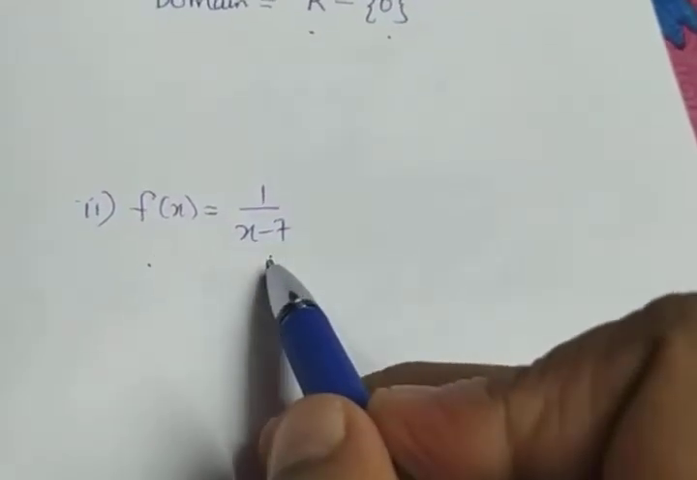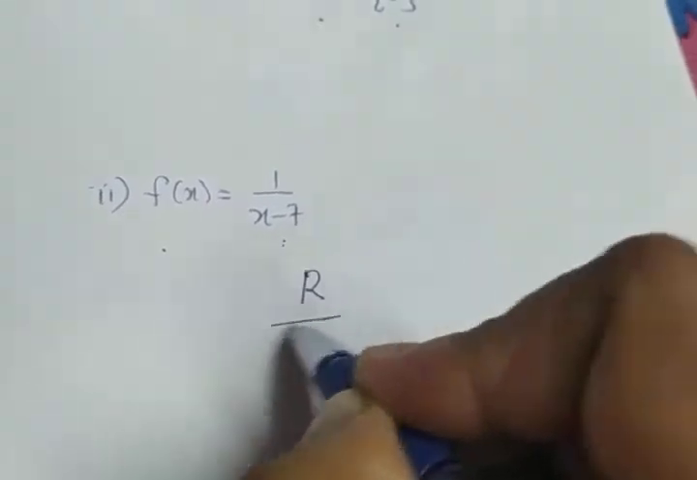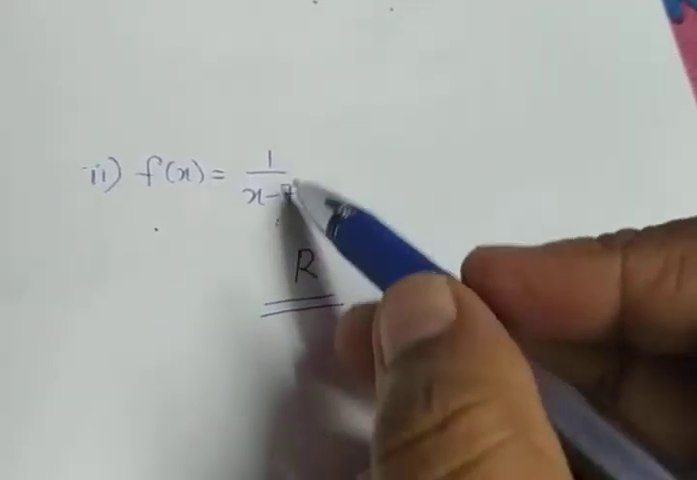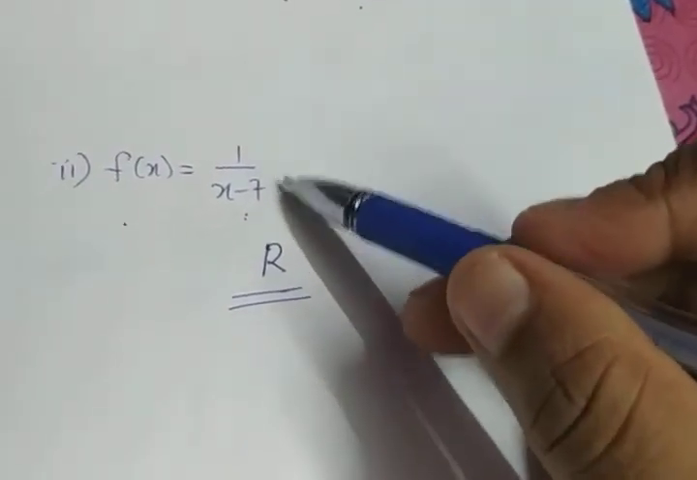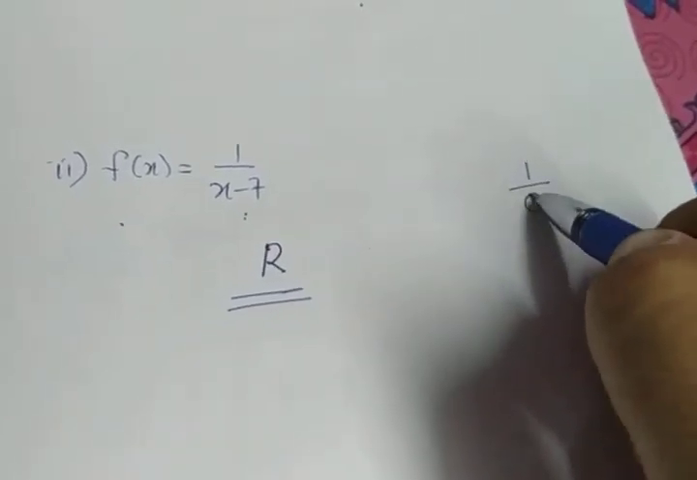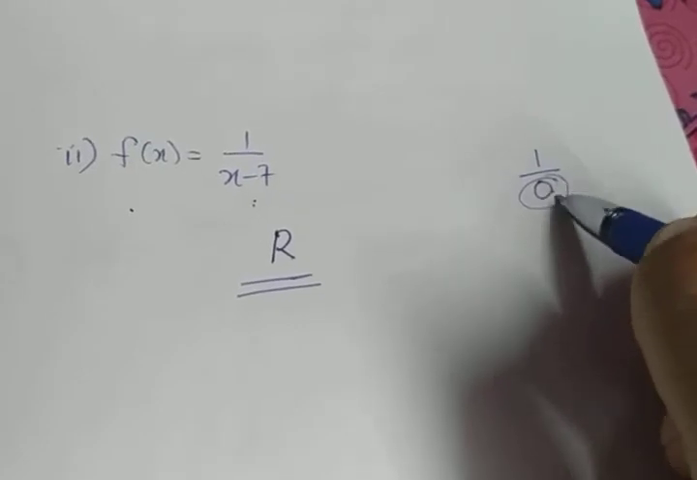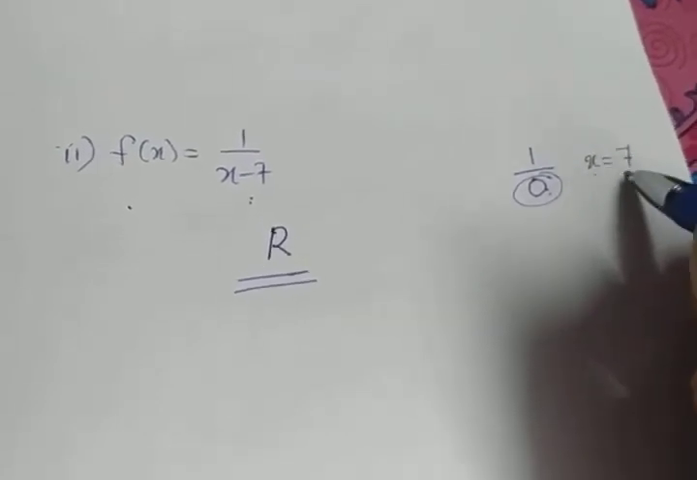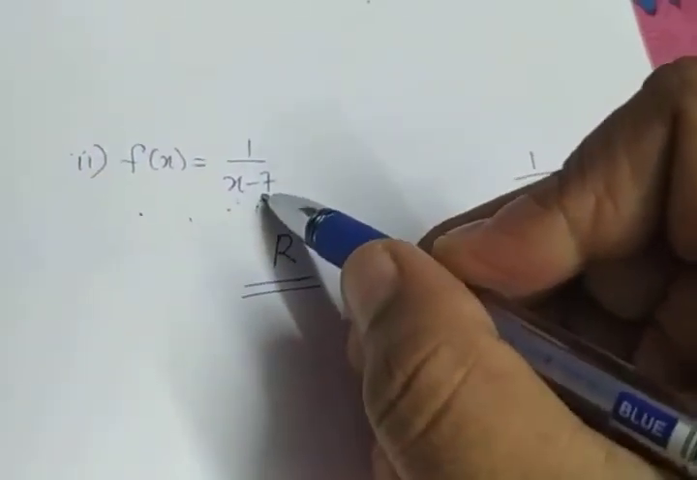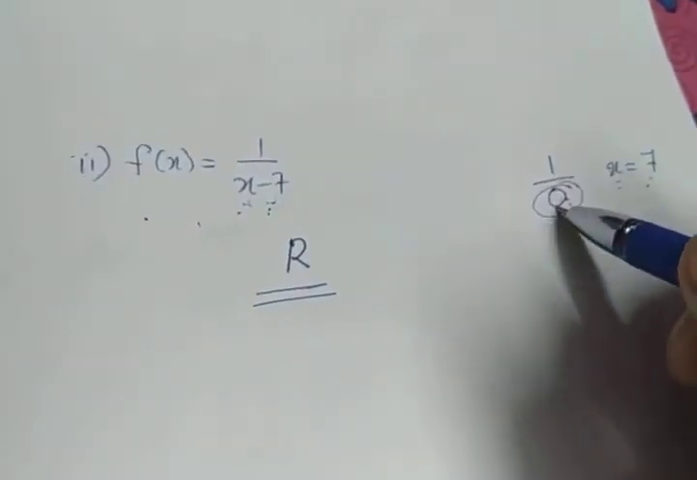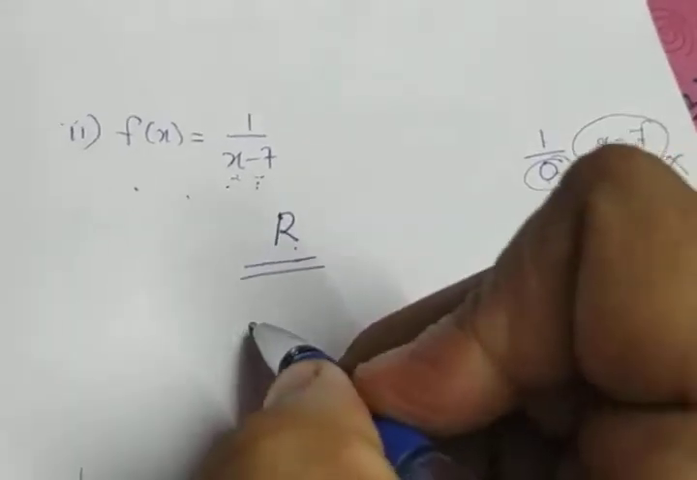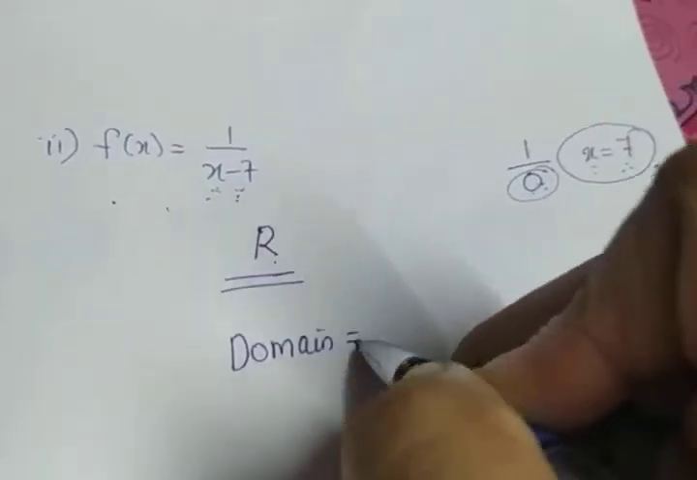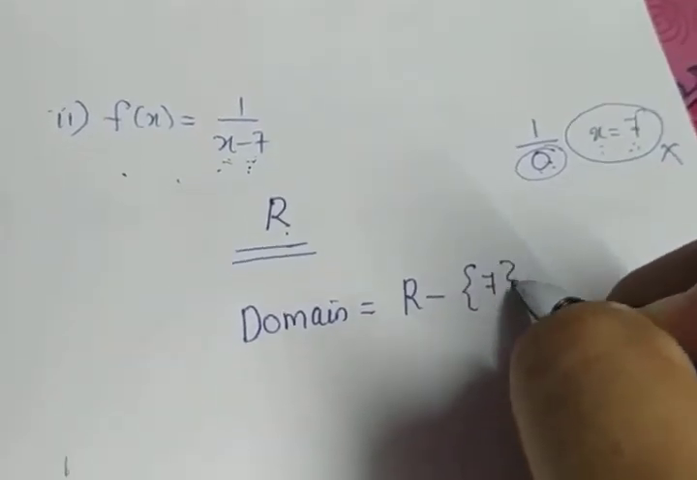Okay. Same way, second question, f of x equal to 1 by x minus 7. Here also we have to start with the real numbers and avoid the number which is not apt for the definition. Here also the only case in which the definition fails is when it becomes 1 by 0, when the denominator becomes 0, when x takes the value 7. When x is 7, x minus 7 is 7 minus 7, and we get the term as 1 by 0. So x cannot take the value 7. That means we have to avoid 7 from the real number set. So our domain will be R minus set 7.